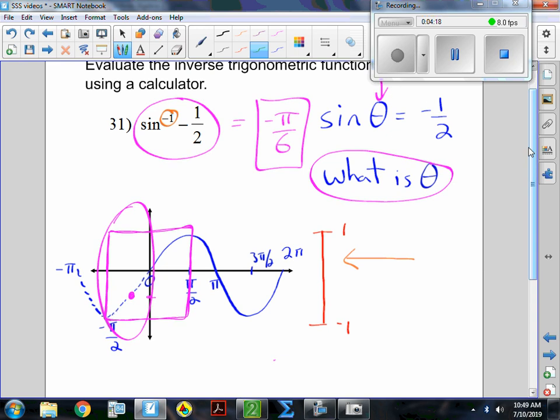And then you need to pay attention to where this original graph is restricted. There are a lot of different ways to look at it, but this one drawn inside that pink rectangle is just a very good way to consider the graph. It has to be between negative pi over 2 and pi over 2. So my answer is negative pi over 6.